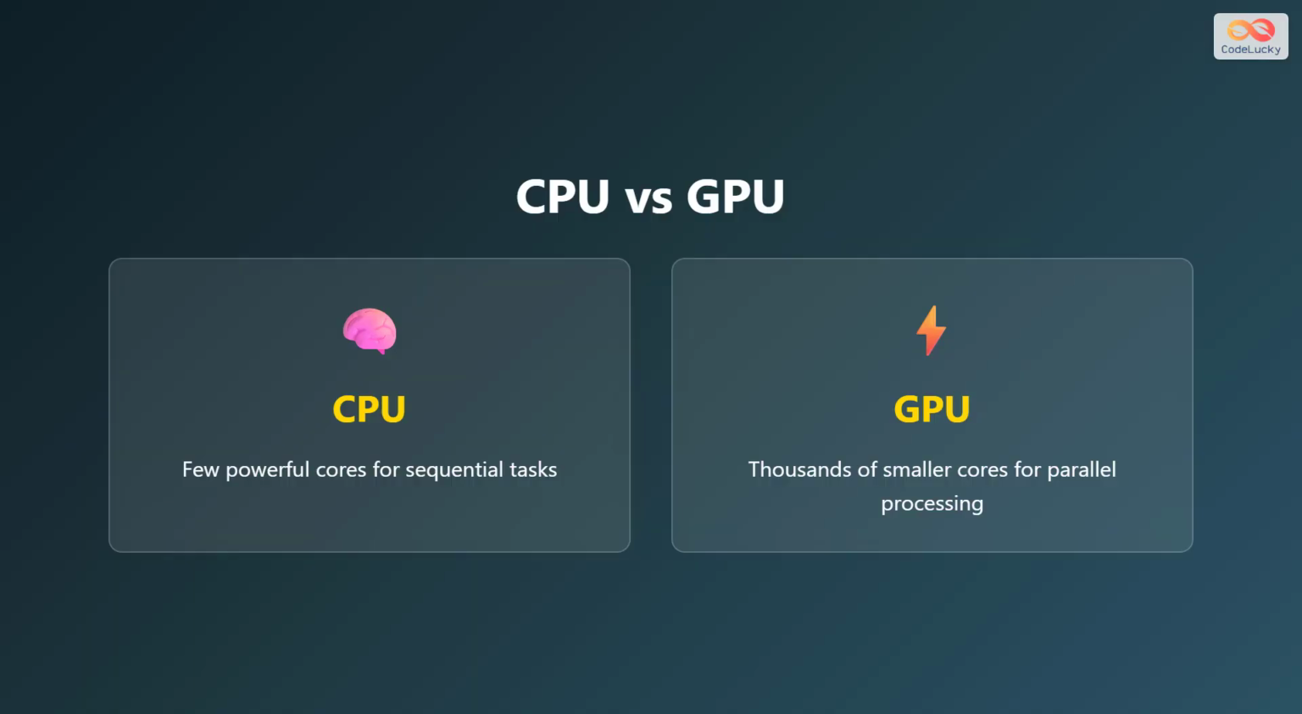The CPU, or Central Processing Unit, has few powerful cores optimized for sequential tasks, meaning it handles one instruction after another very quickly. In contrast, the GPU has thousands of smaller cores designed for parallel processing, allowing it to perform many calculations simultaneously. This makes GPUs ideal for graphics and other tasks that require processing large amounts of data at once.